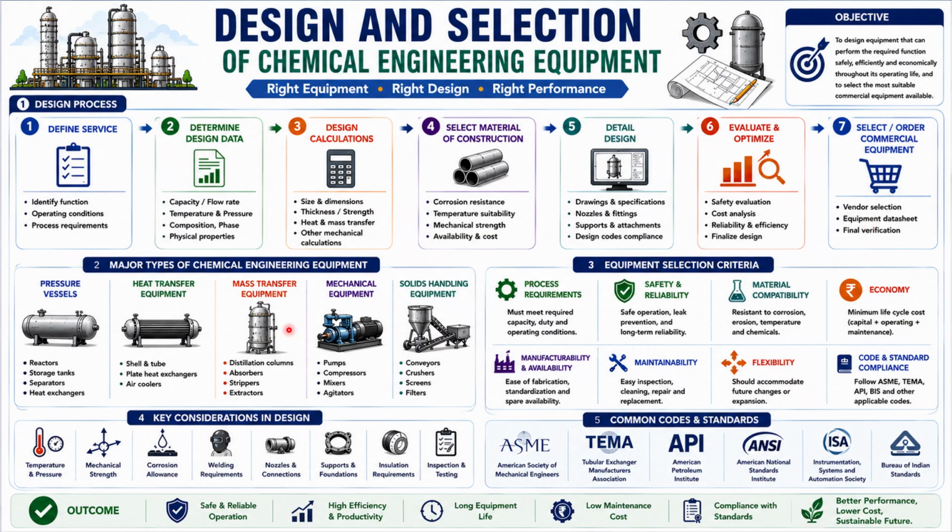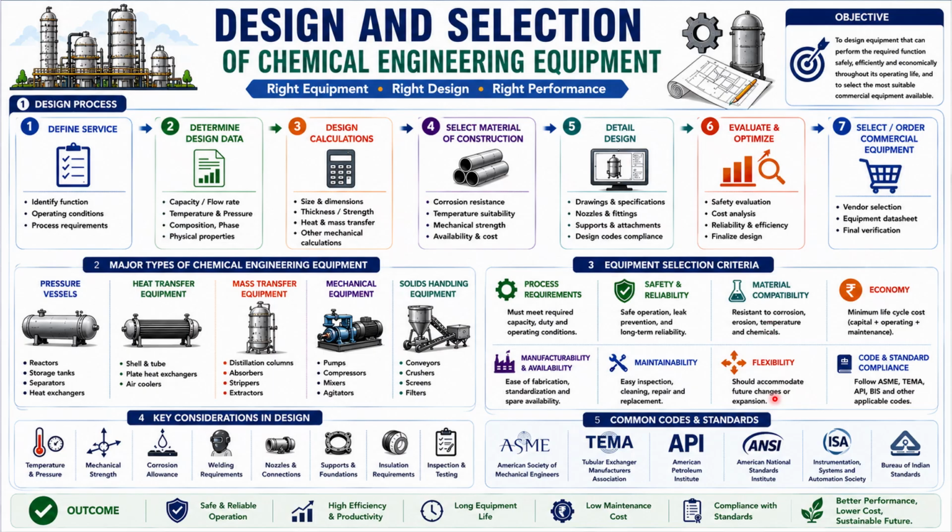Okay. Now, moving on, if we want to select an equipment, what do we do? Again, we determine the process requirements or service. Then we check for safety and reliability, and material compatibility. Material compatibility means whatever chemicals you are going to use, the material of construction of that equipment should be compatible with that. Then cost, of course. Then we see manufacturing and availability, if it is easily available or not. Then maintenance, we also have to check that it is easy for maintenance, easy for operation, easy for installation, and all those things. Then we look for flexibility.